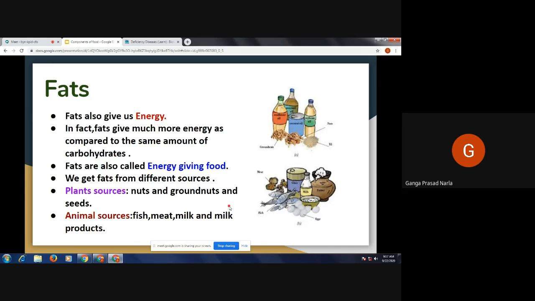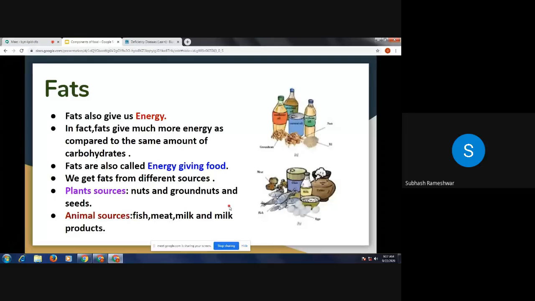And what are the animal sources for fats? We get fats from fish and meat. Meat is nothing but chicken, mutton. Milk and milk products. Milk products are nothing but paneer, ghee, curd, cheese, butter. These all are milk products because they are made from milk. Is it right?